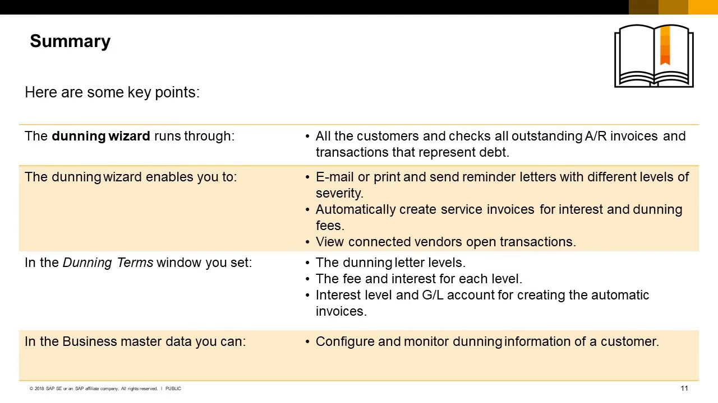Here are some key points to take away. The Dunning wizard runs through all customers and checks all outstanding AR invoices and transactions that represent debt. The Dunning wizard enables you to email or print and send reminder letters with different levels of severity. Automatically create service invoices for interest and Dunning fees. View connected vendors' open transactions. In the Dunning terms window, you set the Dunning letter levels, the fees and interest for each level, interest level and GL account for creating the automatic invoices. In the business partner master data, you can configure and monitor Dunning information of a customer.